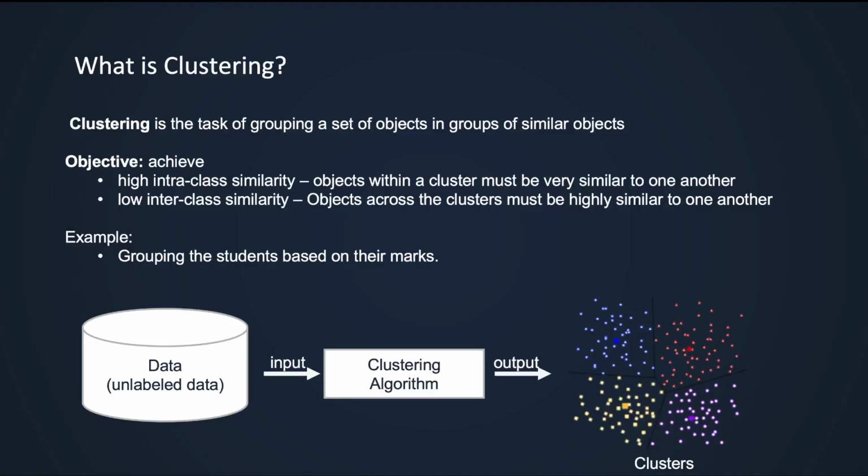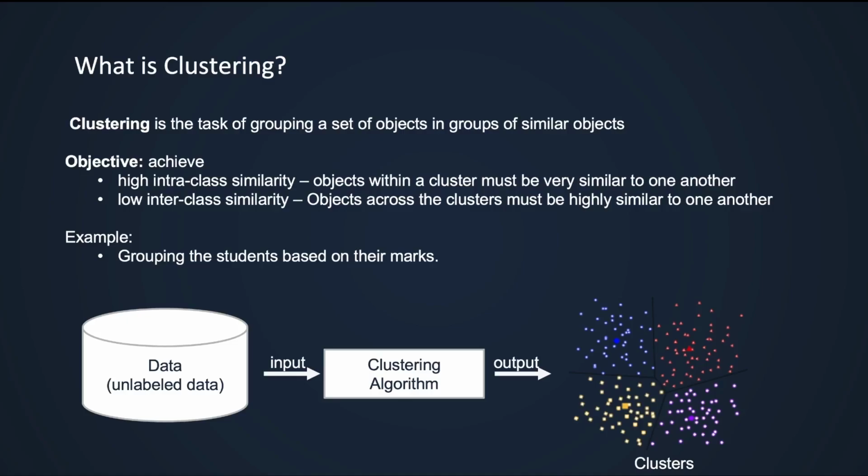Clustering is a task of grouping a set of given objects into groups of similar objects. The main objective of a clustering technique is to achieve high intra-class similarity and low inter-class similarity. High intra-class similarity means objects in a cluster must be very close or similar to one another. Low inter-class similarity means objects across the clusters must be highly distant from one another.